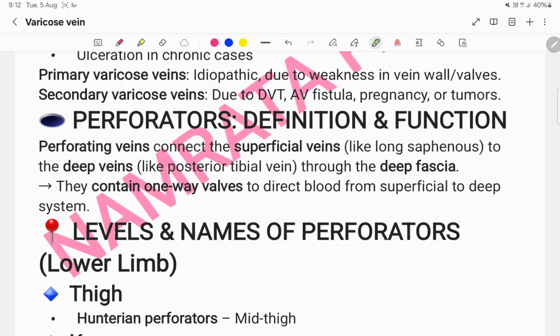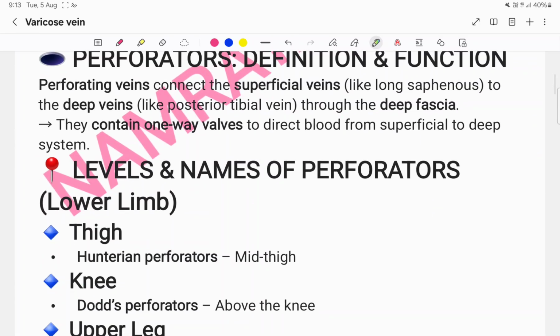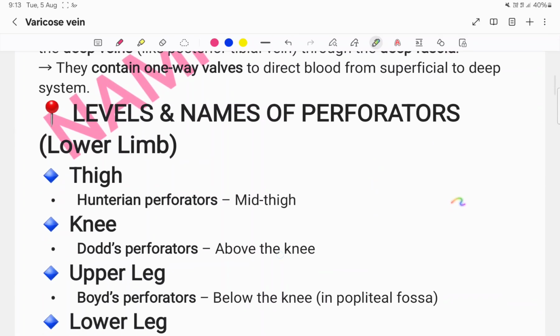Now what is perforators? I have already told you that perforators are valves which prevent the flow of blood from deep venous system of leg to the superficial venous system, and it allows one-way conduction, that is from superficial to deep. Now how to remember the names of the perforators? I remember it like this, that is H, D, B, C.